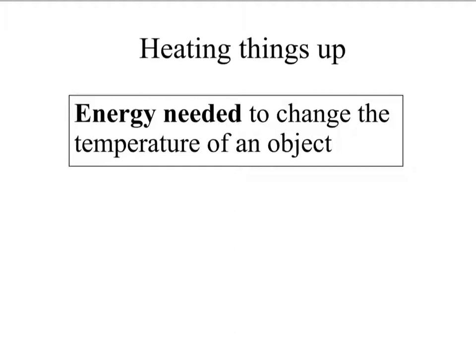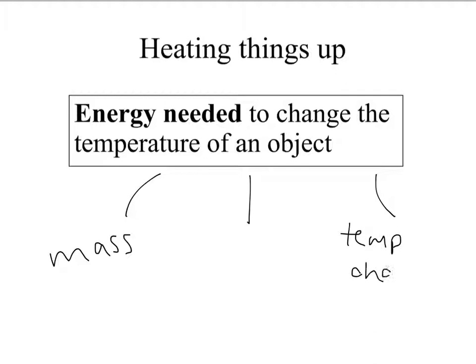We're going to think next about heating things up and what the energy needed to change the temperature of an object, so the energy that you need to heat something up, what does that depend on? Well, it actually depends on three things. It depends on the mass of the object, it depends on how much you want to heat it up by, so the temperature change, and it depends on something called the specific heat capacity of an object.